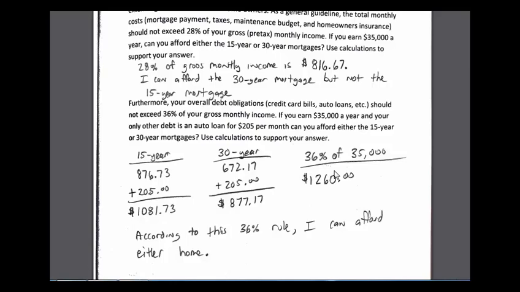So we're getting a little bit of conflicting information here. It says we're a little bit over if we look at home costs, but when we look at overall debt costs here, we're under. So this is a scenario where we might want to investigate and examine our budget a little bit more to see if we can actually afford the 15-year mortgage.